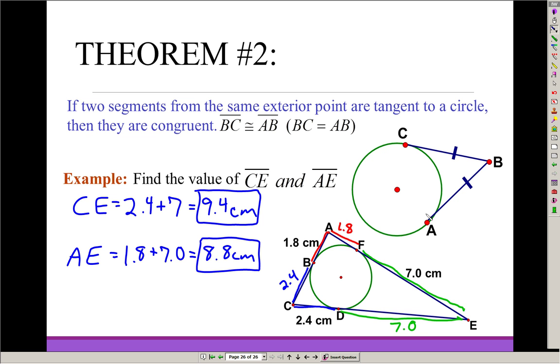So when you have two tangents that hit the same outside point, then those tangents are congruent. 1.8 and 1.8, 7 and 7, 2.4 and 2.4. And then remember that a tangent is perpendicular to the radius, which would give you a right angle and a possible right triangle to do Pythagorean theorem with.